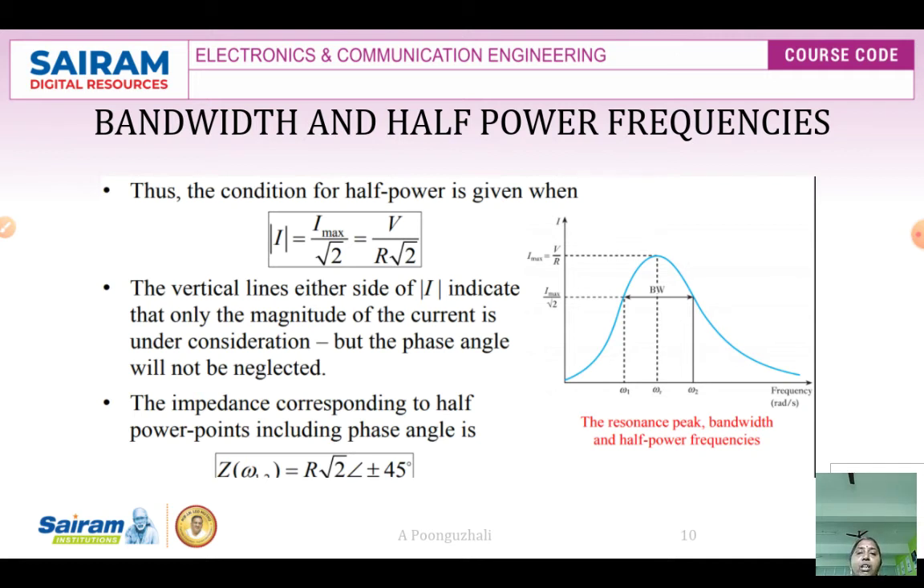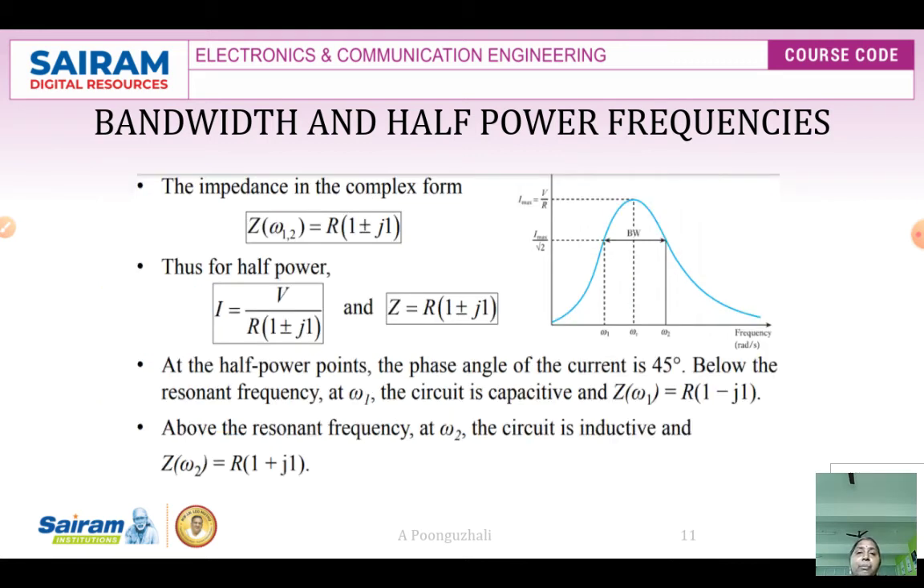But the phase angle will not be neglected, because we have either a leading phase angle or a lagging phase angle. The impedance corresponding to the half power point is root 2 times R, with phase angle plus or minus 45 degrees. Next, the impedance in complex form can be written as R plus or minus j R, that is R into 1 plus or minus j. So for half power it is going to be I equal to V by R into 1 plus or minus j, so Z is equivalent to R into 1 plus or minus j.